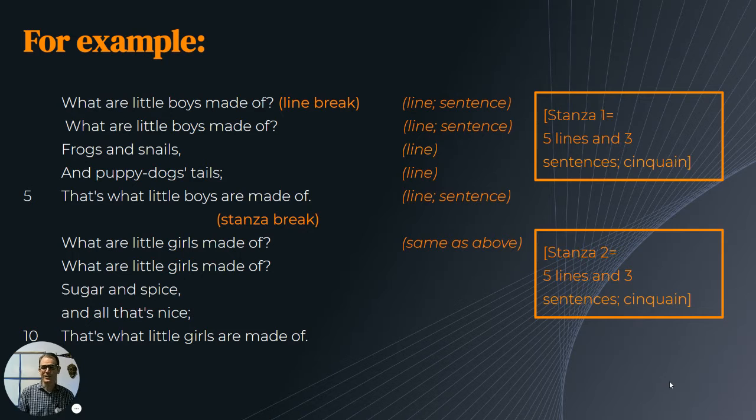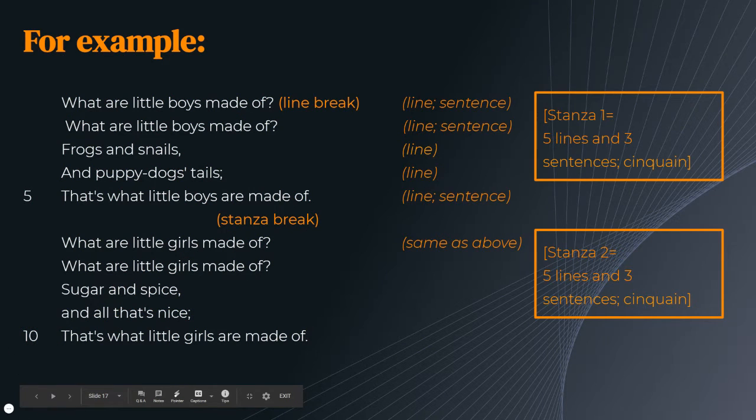But we are going to look at the structure of this poem. So I'm going to kind of move in here. So I'm going to minimize this because, man, that's weird. All right. So we have, what are little boys made of? Okay. And then we move down to the next line. Now, that's a line break. Okay. Now, it's also a complete sentence in this case. But then we move down to the next one. What are little boys made of? It's another line. It's also a complete sentence.